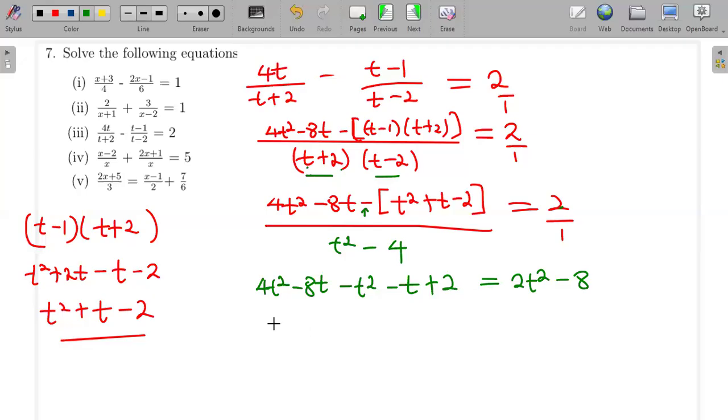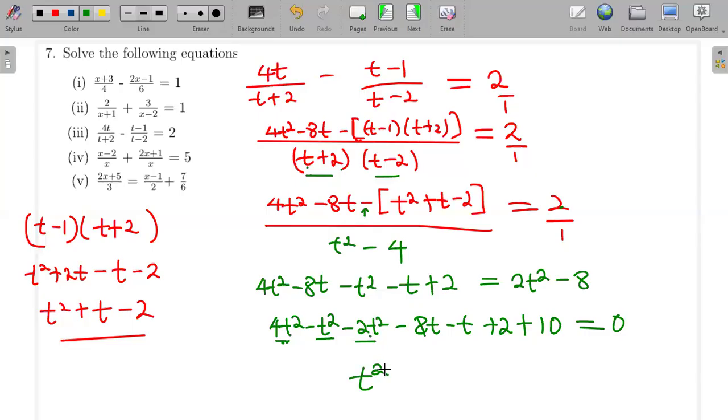Okay, so like terms together. So it will be 4t squared minus t squared. This 2 comes here, so it will be minus 2t squared. And then I have minus 8t minus t, okay, plus 2. And then this minus 8 comes plus 8 equals 0. So what I end up with is 4t squared minus t squared minus 2t squared. So 4 minus 1 minus 2, I just get 1. So that would be t squared minus 9t plus 10 equals 0. Okay, so that's the quadratic equation that we come up with.